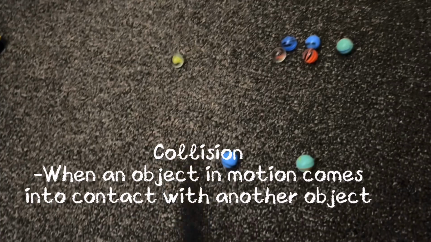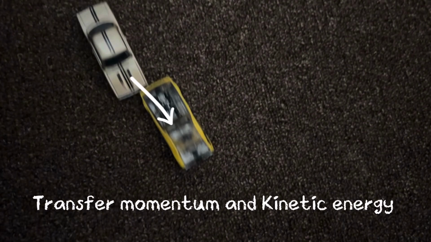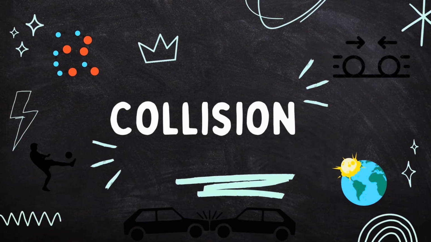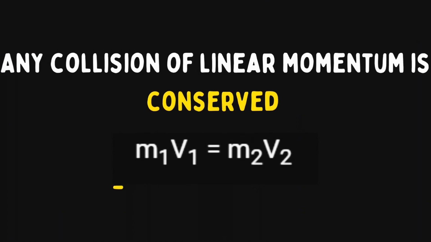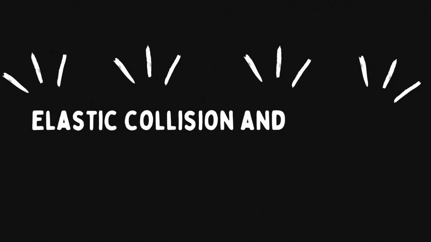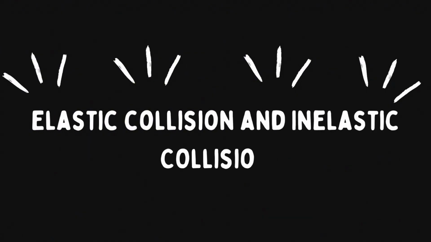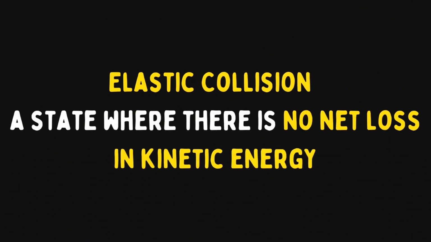Collision is whenever an object in motion comes into contact with another object, essentially transferring kinetic energy and momentum. But keep in mind, in any collision, linear momentum is always conserved. But due to the different types of collisions, that fact can differ. With that said, let's talk a little about elastic collision. Well, what is it? Elastic collision is essentially a state where there is no net loss in kinetic energy.